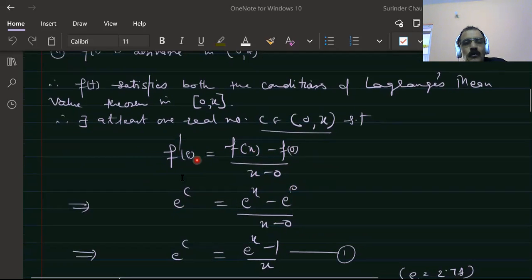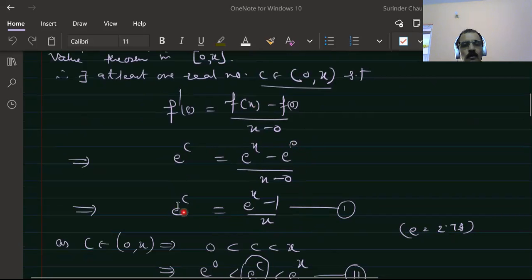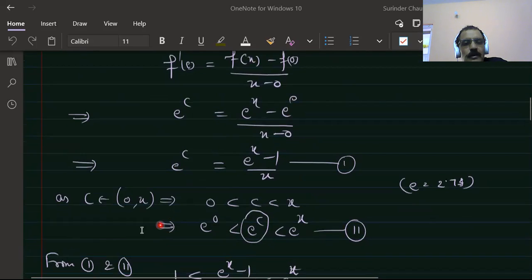Now substitute the function here in this equality. e to the power c is equal to (e to the power x minus e to the power 0) upon (x minus 0). e to the power 0 is equal to 1, so e to the power c is equal to (e to the power x minus 1) upon x. Now we know that c lies in the open interval 0 to x, which implies 0 is less than c, less than x.